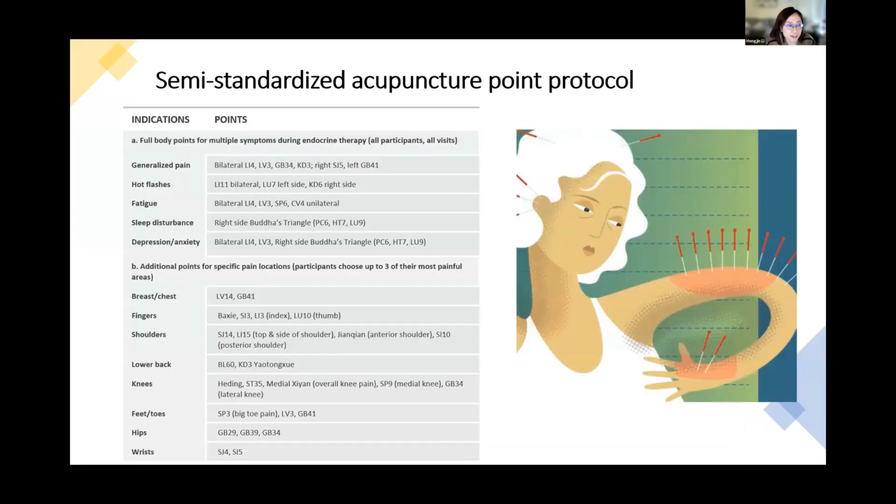Dr. Schaelger developed this semi-standard acupuncture point protocol. The beauty of this protocol is that it can help relieve not only one symptom, but multiple symptoms at the same time, such as pain, hot flashes, fatigue, sleep problems, depression, and anxiety.